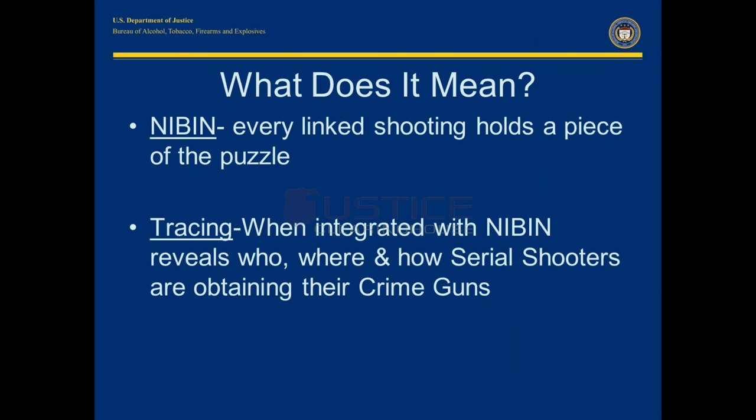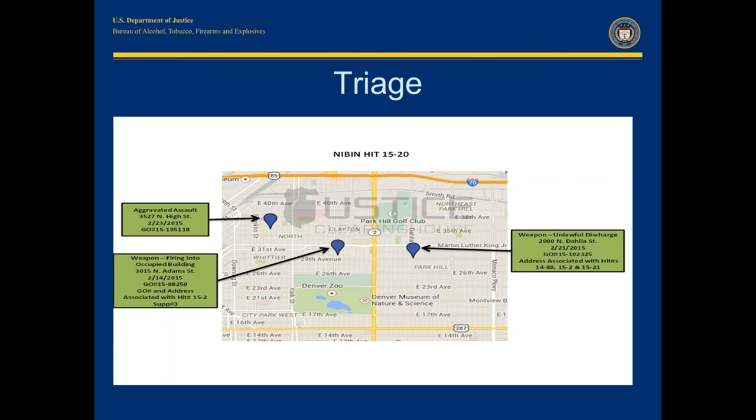Next slide, please. So this is an example of the triage that we put out. Again, we work with urgency. There is no time to put out a 50-page intelligence product to then give to the investigators. Time is of the essence. We put everything in NIBIN with urgency. We've traced with urgency. When we get results back, we have to act with urgency. So this is an example of a Denver crime gun intelligence triage.